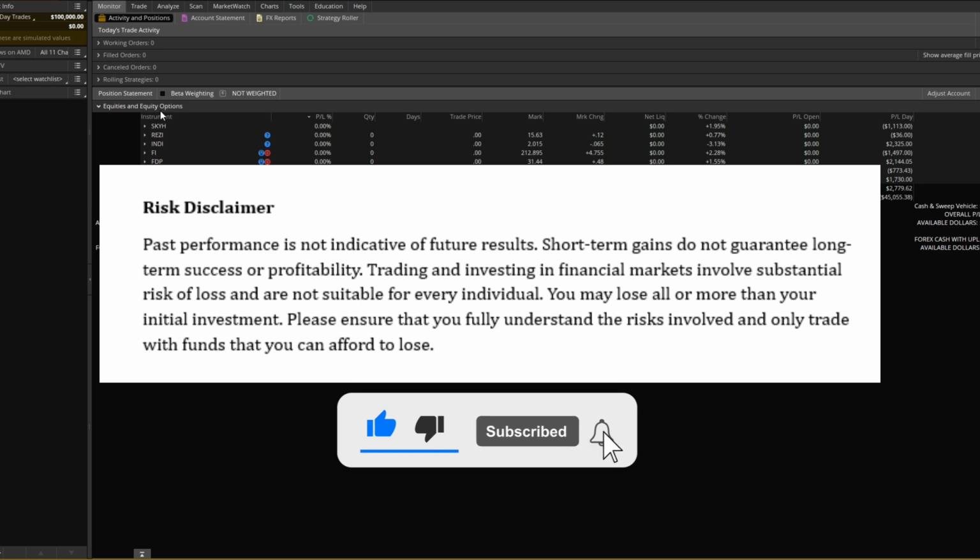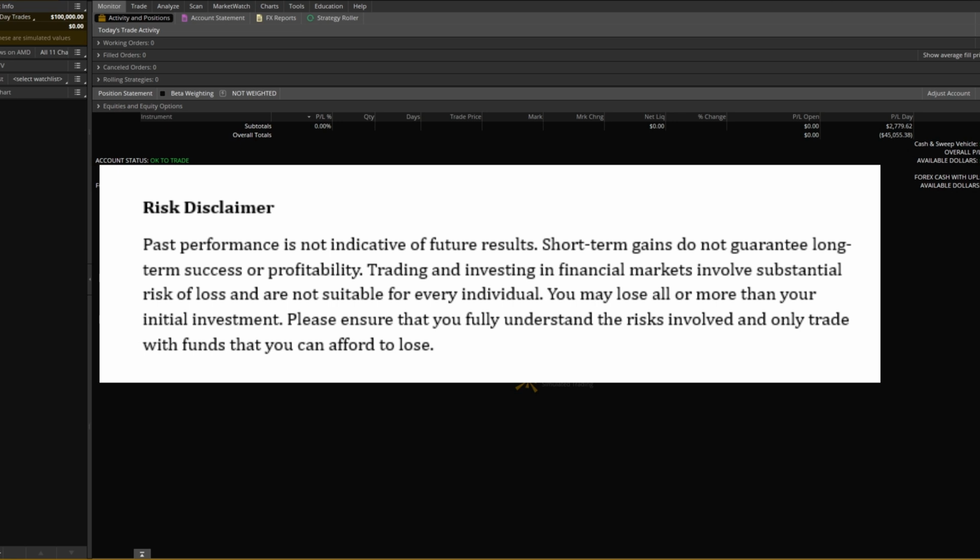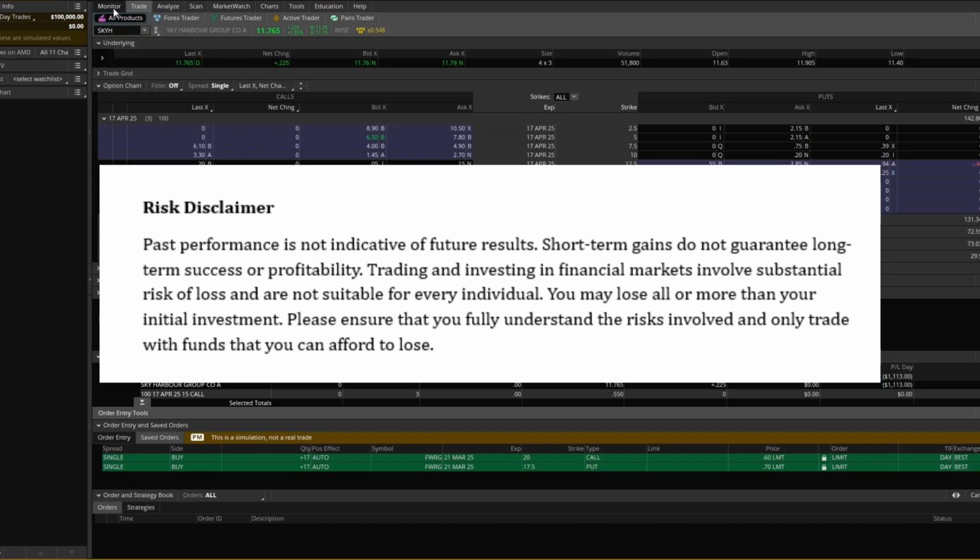There we go. I just reset all the positions on the account. Starting value is going to be 100,000. We can ignore that. Let's go here.